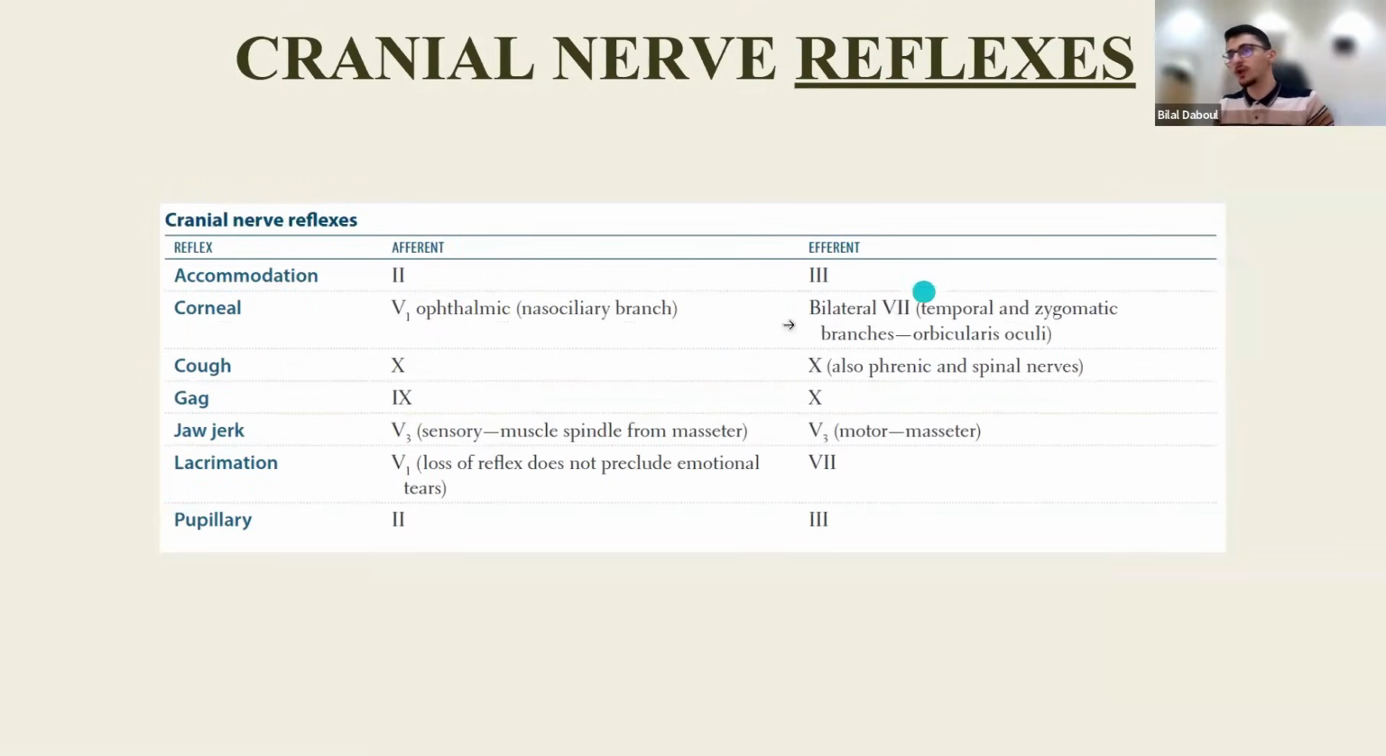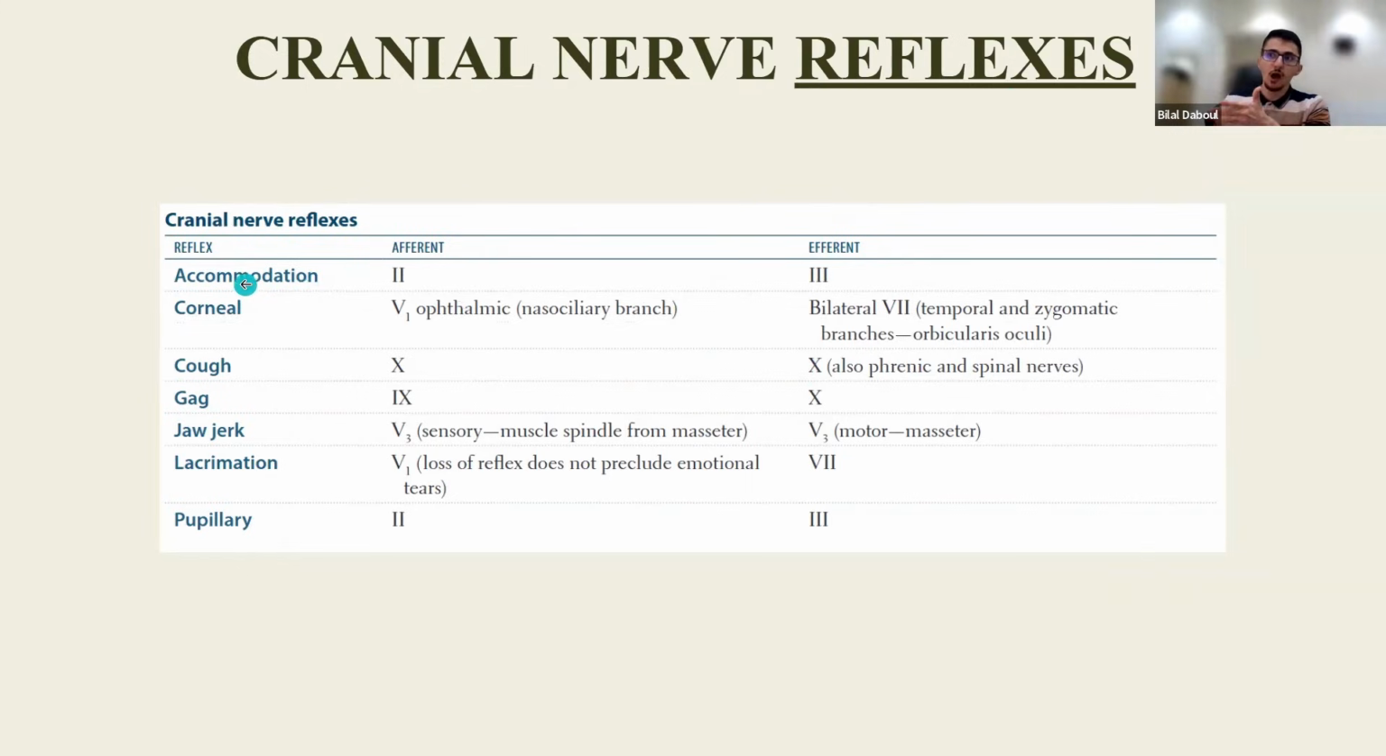Now we get to cranial nerve reflexes. This is important. You need to know the afferent/sensory and the efferent/motor limbs of each of the following reflexes, because it can get you a question where you have loss of the accommodation reflex. What possible cranial nerves are affected, and so on.